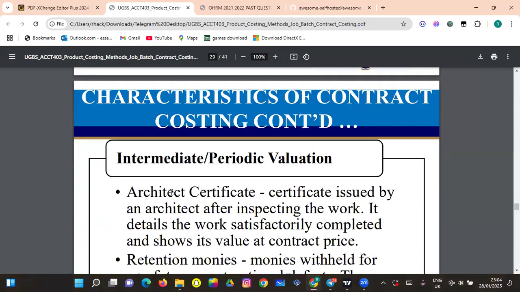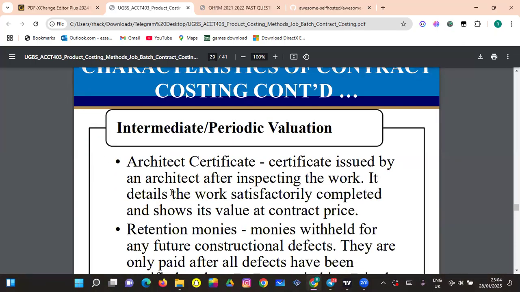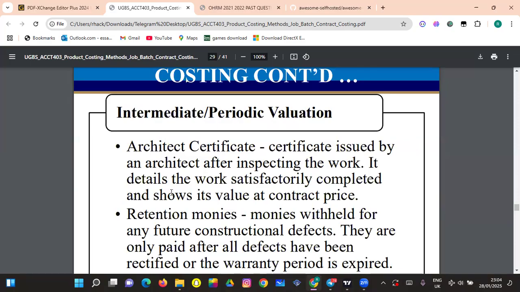So we have intermediate or periodic valuation. So we have the architect certificate. This is a certificate that is issued by an architect after inspecting the work that is done. After building the bridge, the architect will come and check whether everything is okay. Then the architect will issue a certificate to you. It details the work satisfactorily completed and shows its value at contract price. So very soon we'll talk about contract price.